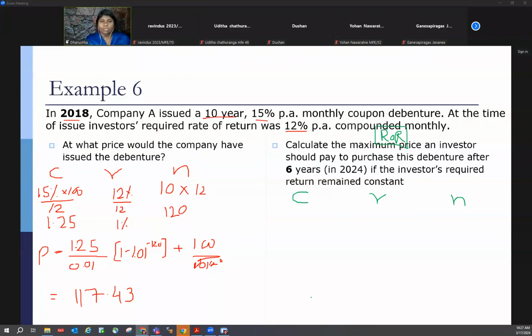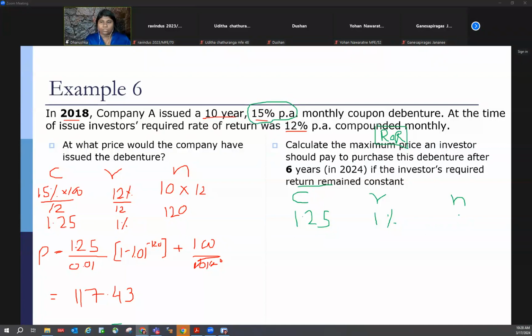C, you understand, does not change, right? C remains at 1.25 because it's something that the company pays you. You have no control over it, right? So it's 15% annual coupon divided by 12 is 1.25. R also, here it says required rate of return remains constant. Because of this, R doesn't change. It is 1%.